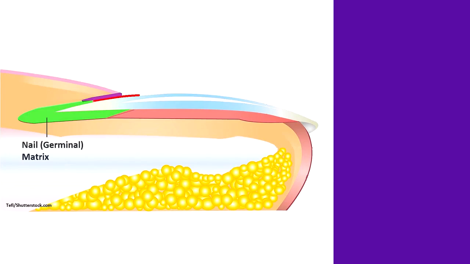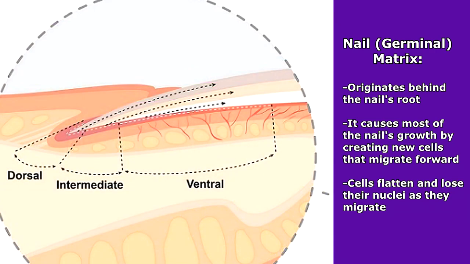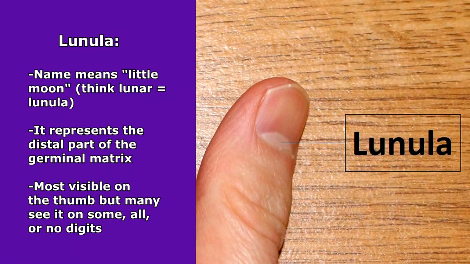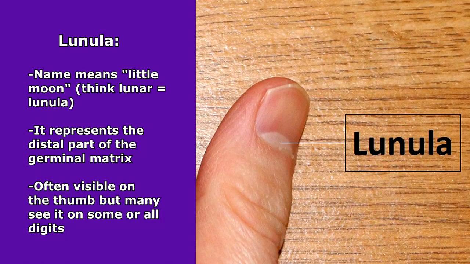The germinal matrix is under the skin, and it originates behind or proximal to the root of the nail. The nail matrix causes most of the nail's growth by creating new cells that continually migrate forward, and eventually they flatten out and lose their nuclei. This matrix can extend all the way to the proximal part of the nail body and is sometimes visible as the lunula. And the lunula's name means little moon. And this is actually the distal end of that nail matrix, which is not translucent like the nail's body, so it has a different color.